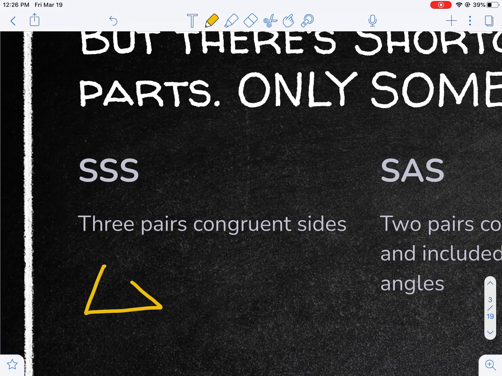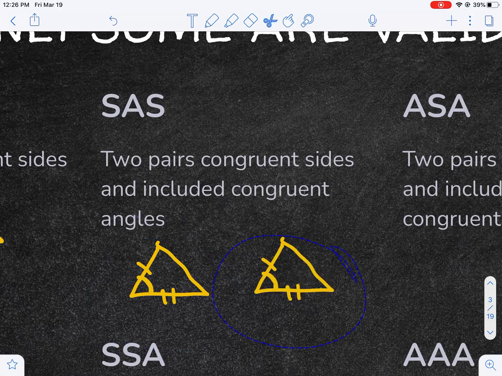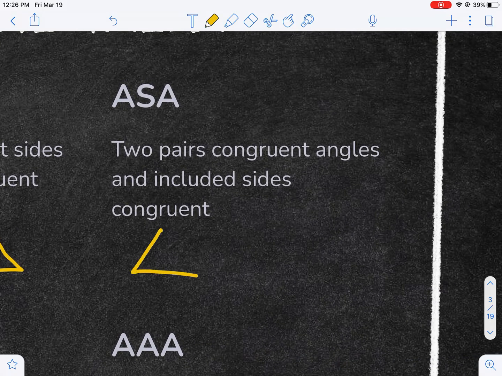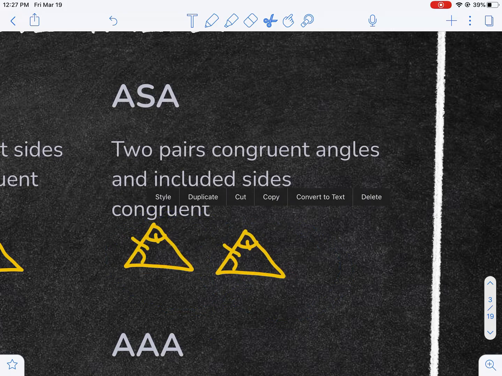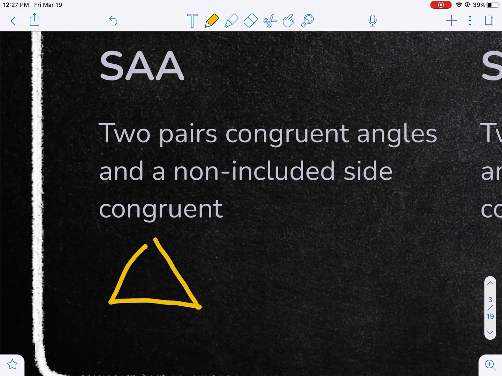So side, side, side is when I have 3 pairs of congruent sides. Side angle side is when I've got 2 sides and the angle in between them. Angle side angle is when I know 2 angles and the side between them. Side angle angle is when I have 2 angles and I have the side that's not in between the angles. So if I had something like this and a side out here.